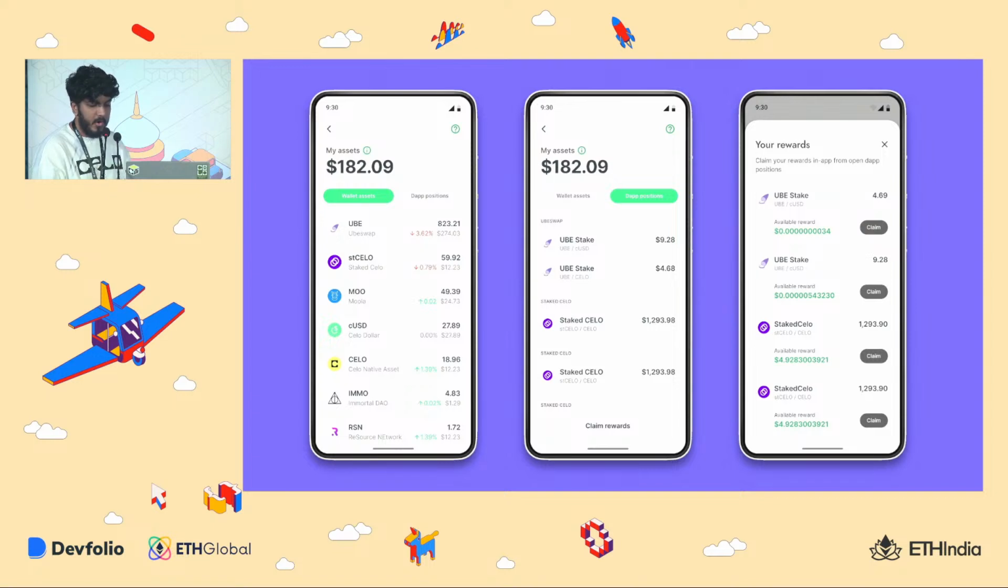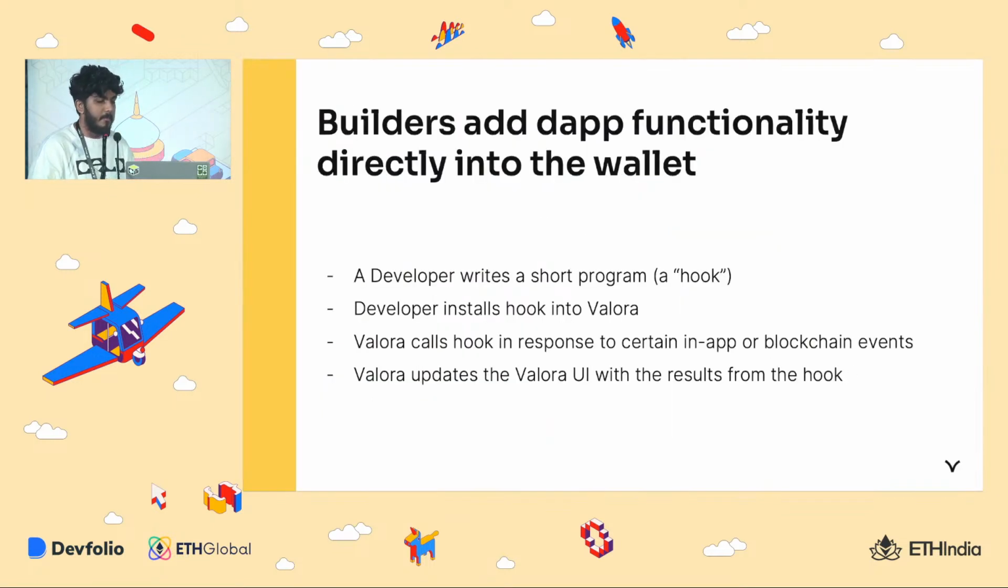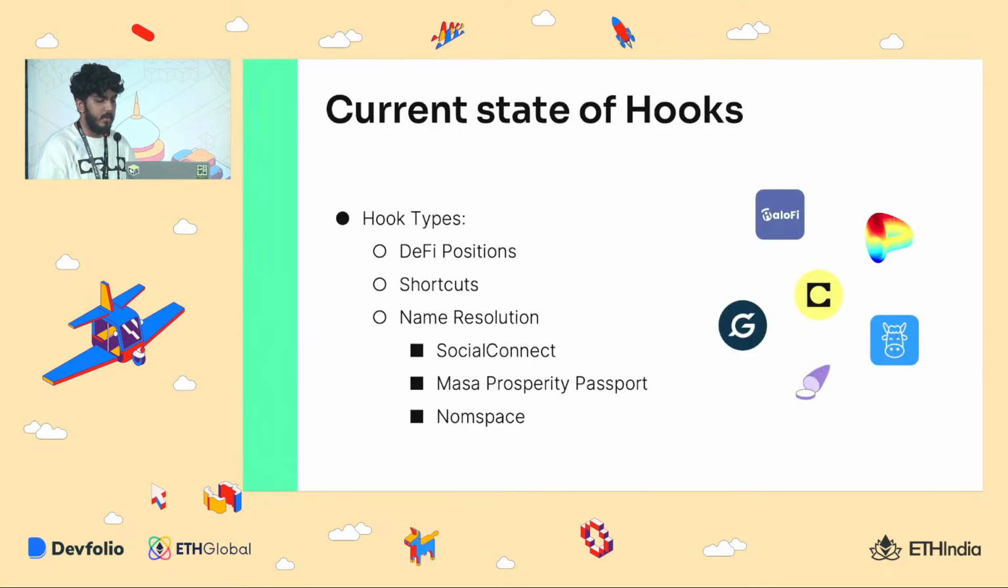So they can do it right here just by clicking one button, right? You can create shortcut hooks for that. So yeah, it's basically a short program that is installed by a user, which is built by a developer, and Valora calls this hooks based on in-app events or blockchain events. So you can leverage all of that in your hook code, and accordingly the hook will play with the user. Like the user can play around with the hook.